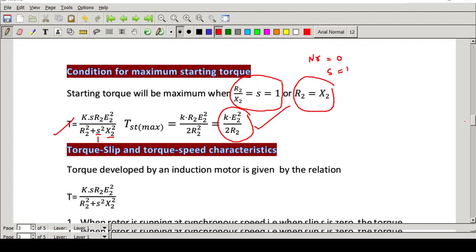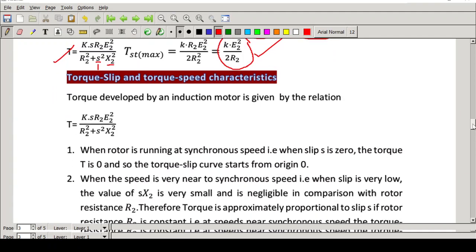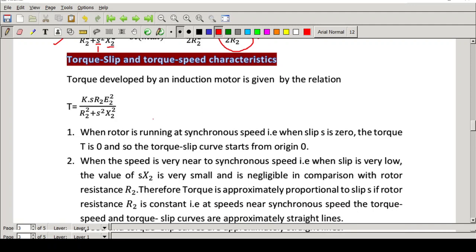Okay. Next, we will try to draw the torque slip characteristics of a three-phase induction motor. In the same graph, we can draw the torque speed characteristic also. We will just go through that. Now, for drawing any characteristics, first we have to get the relation between the quantities which we are going to plot. Here we are going to plot slip versus torque. Okay, so just to go through this equation. Torque is given by K into S into R2 E2 squared by R2 squared plus S squared X2 squared. This is the relation.